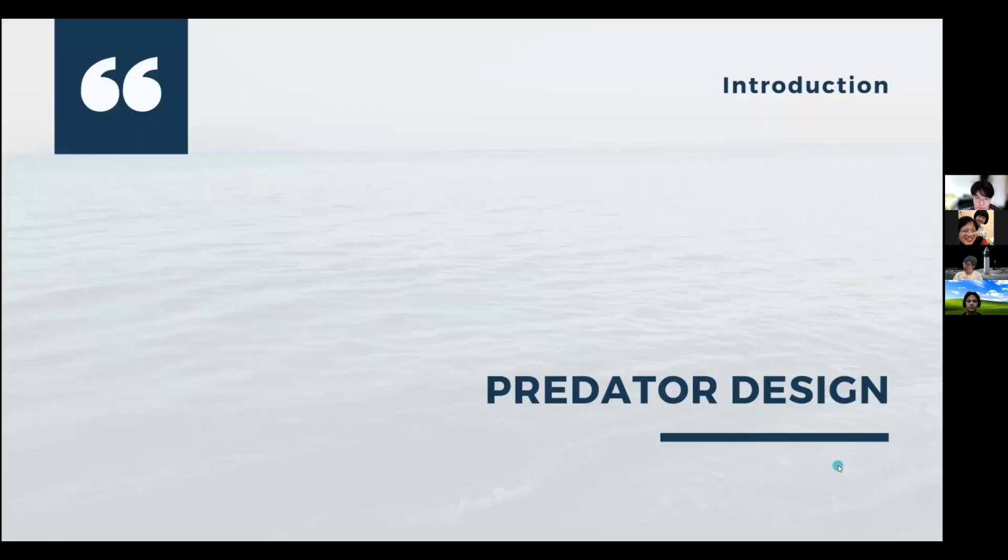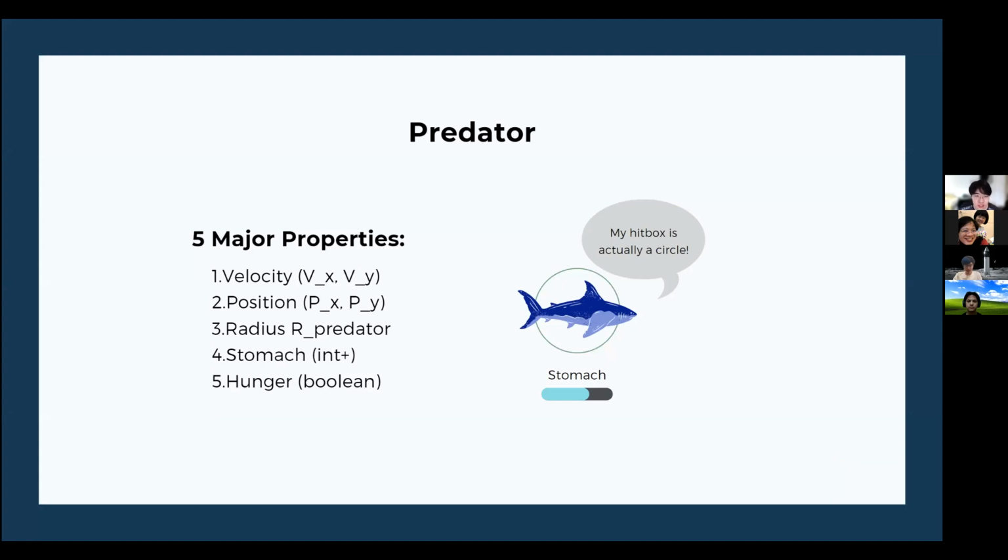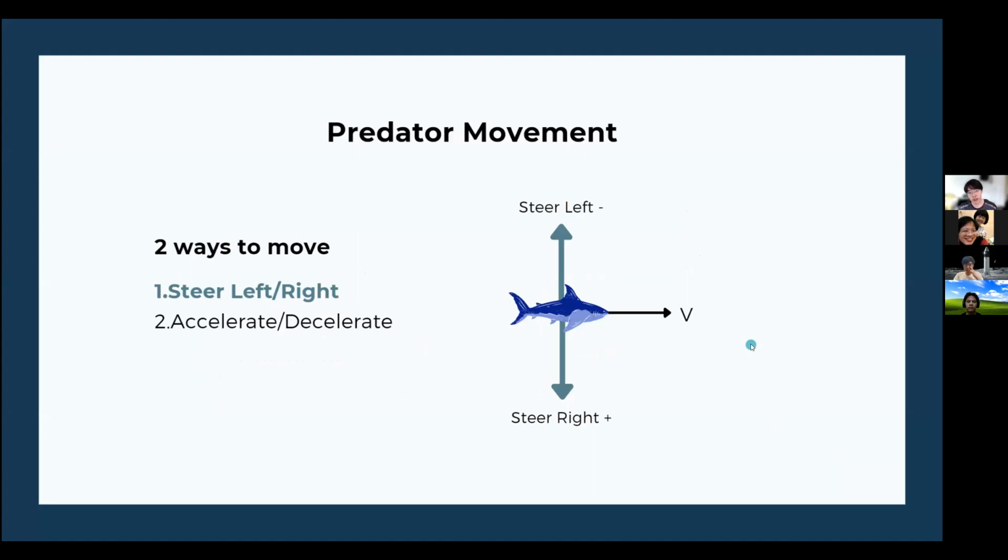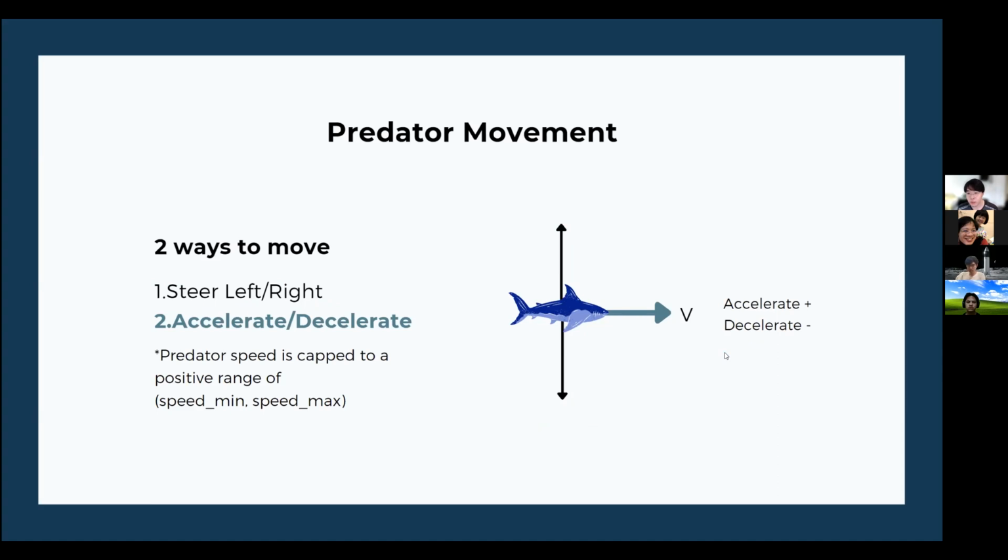Now, for the predator design. The predator has 5 major properties: velocity, position, and radius. These 3 properties are similar to our prey fish, but we've added a stomach counter and a hunger switch for the predator. Each time the predator eats a fish, its stomach will be increased by 1. The predator can also move in the same way that agent fishes do. Like they can steer left and right, or they can accelerate and decelerate. The predator speed is also capped to a minimum speed and maximum speed.